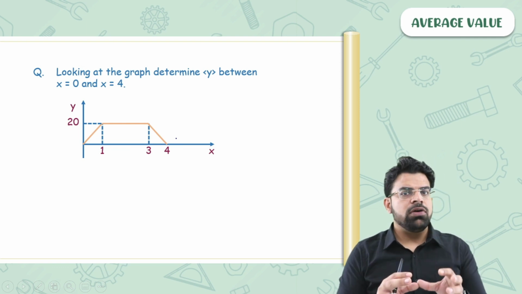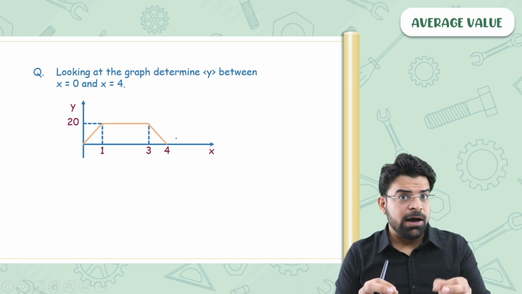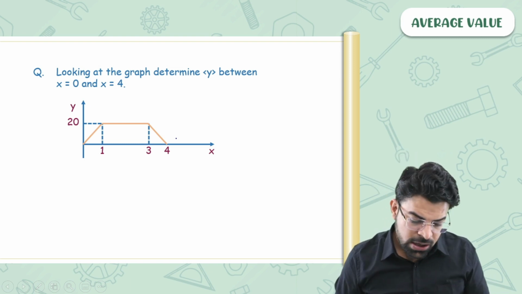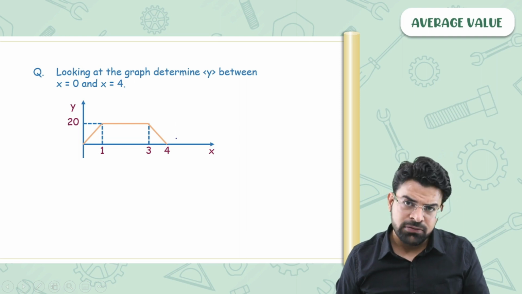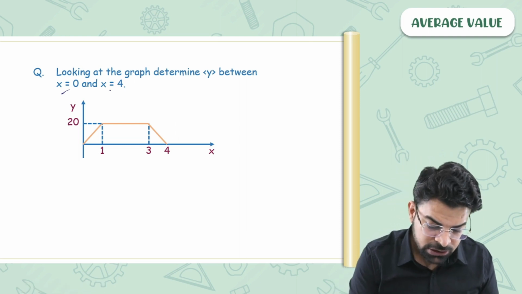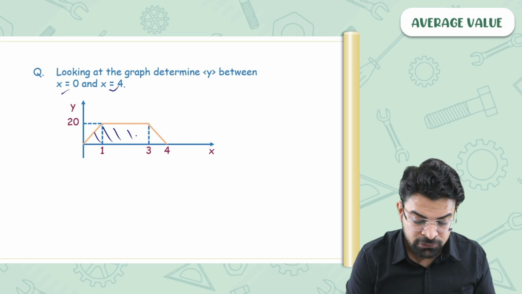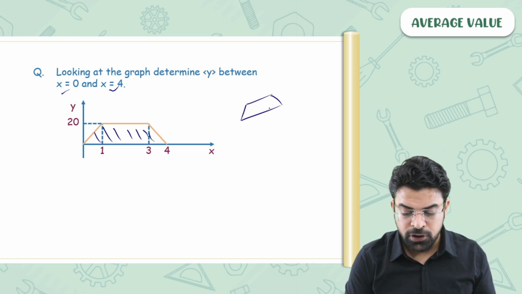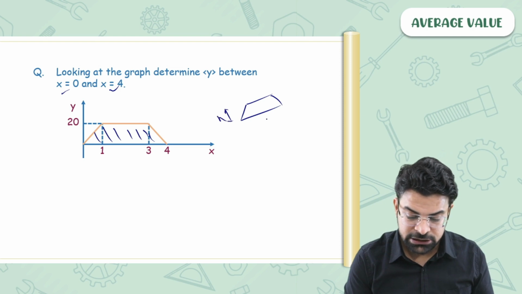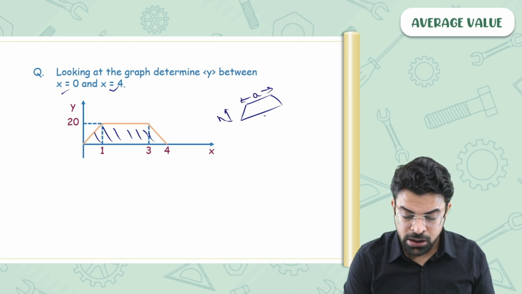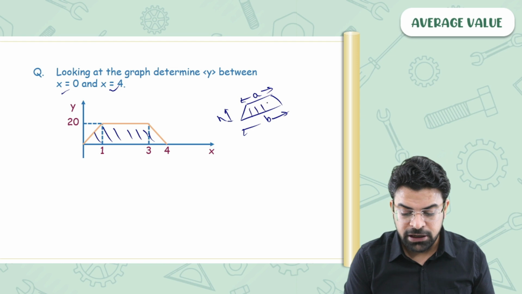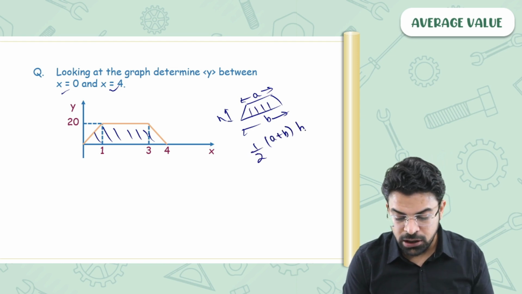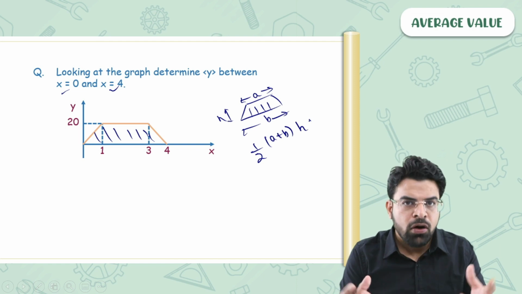So the average value of y over a range of x is given by the area under the y-x graph upon the change in x. The area under the y-x graph from x equals 0 till x equals 4 will be nothing but the area of this trapezium. How do we write the area of a trapezium, let's say, which has height h and side lengths a and b? We write the area of a given trapezium as half into the sum of parallel sides into the height. This is how we write the area of a trapezium.